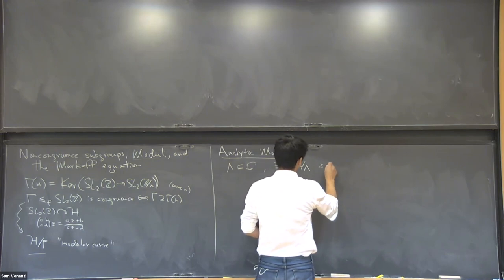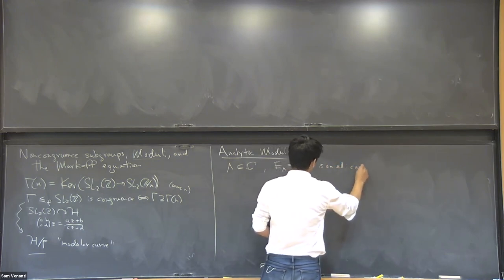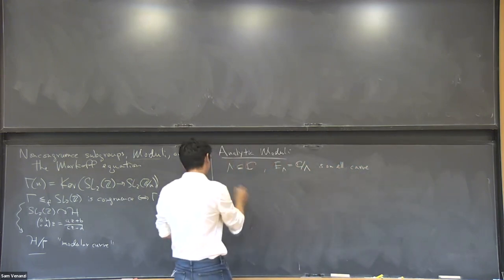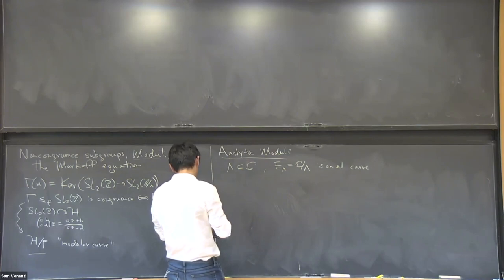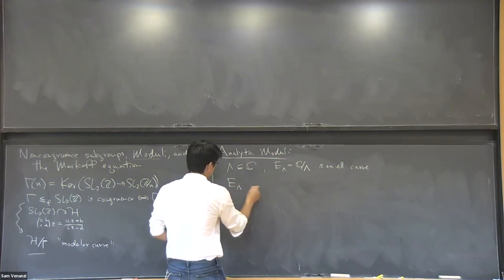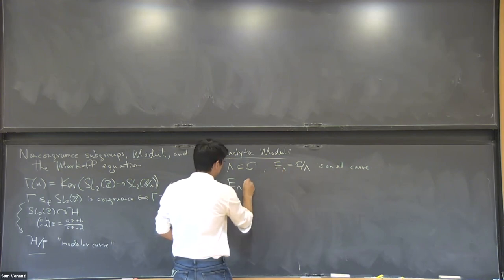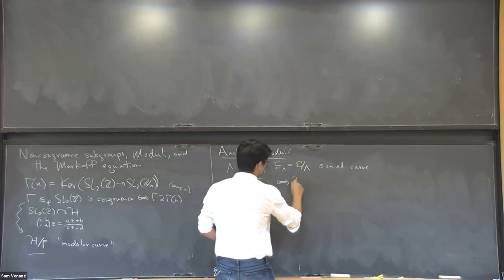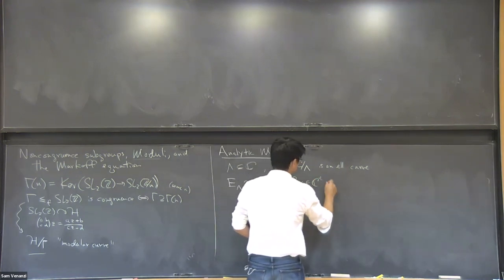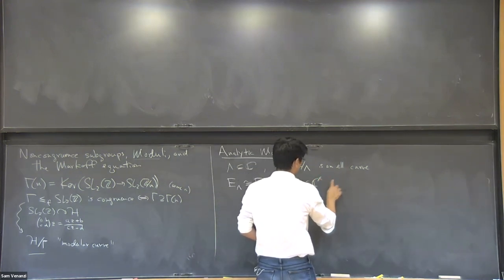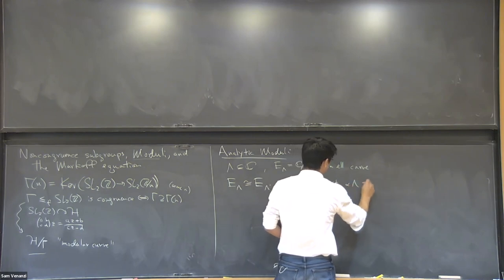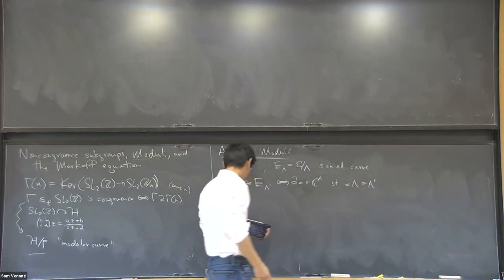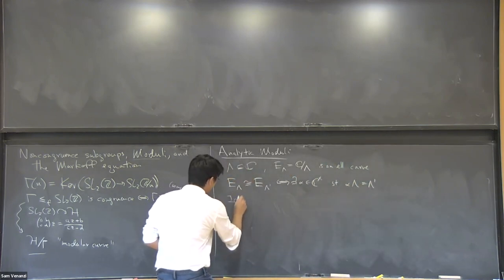So this is an elliptic curve. And we know that E_Lambda, the elliptic curve given by C mod Lambda, is isomorphic to C mod Lambda prime if and only if there exists an alpha in C cross such that alpha Lambda equals Lambda prime. That is, if and only if these lattices are homothetic, right?